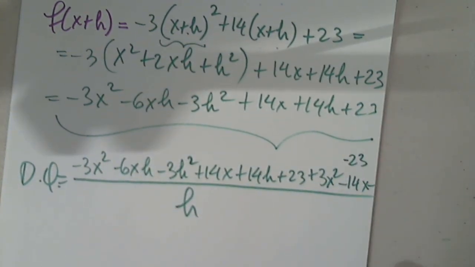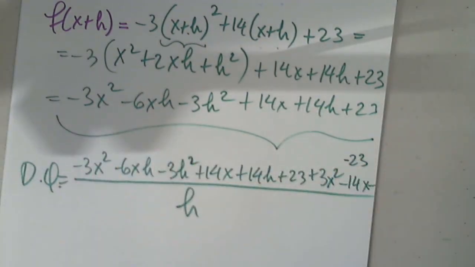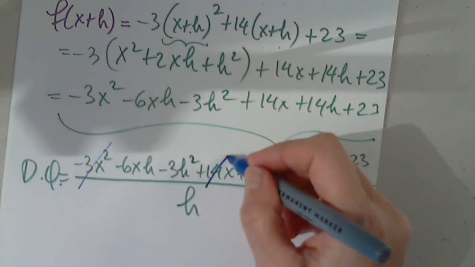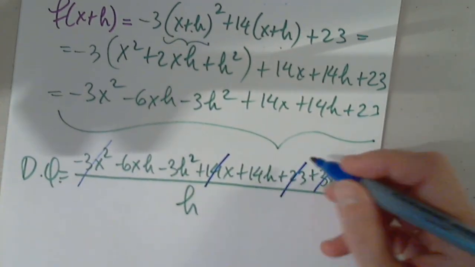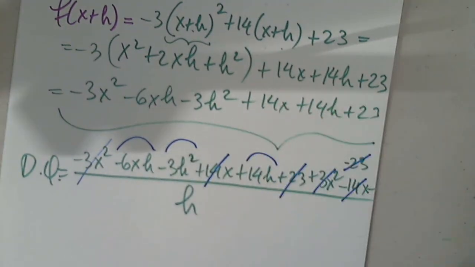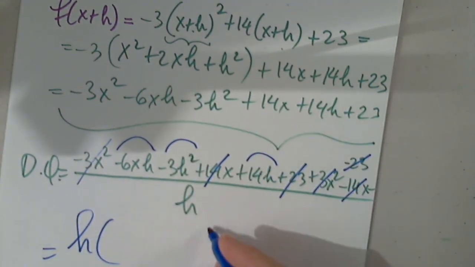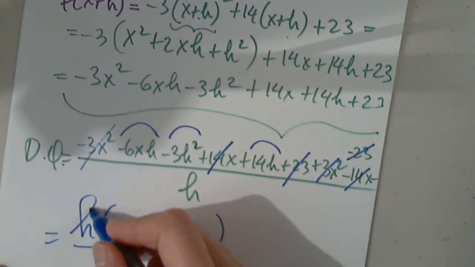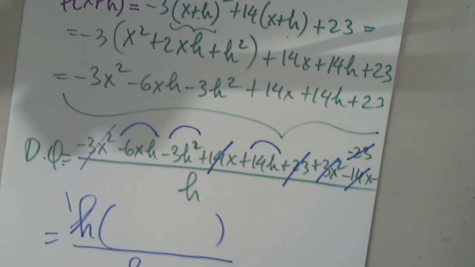Remember, two things have to happen. All terms from the top that do not have h must cancel. If they don't, I have a terrible mistake somewhere. Okay, the negative 3x squared with a positive 3x squared, the positive 14x with a negative 14x, and the positive 23 with a negative 23. I'm happy. All terms without h are gone. Now I'm left with three terms. All these three terms have to have h in common, because the second thing that has to happen, this h in the denominator must go away. And that will be the final answer.